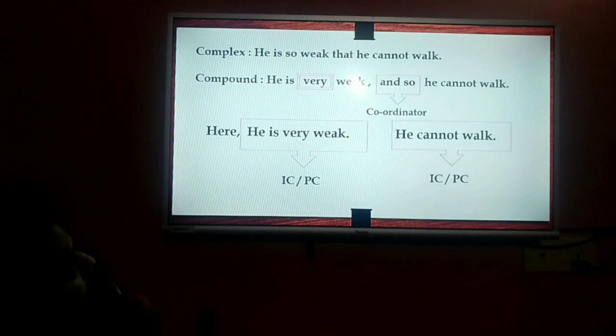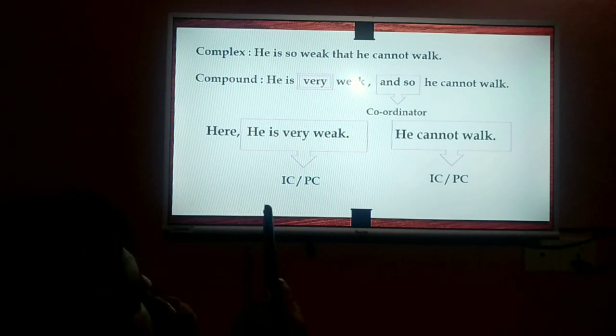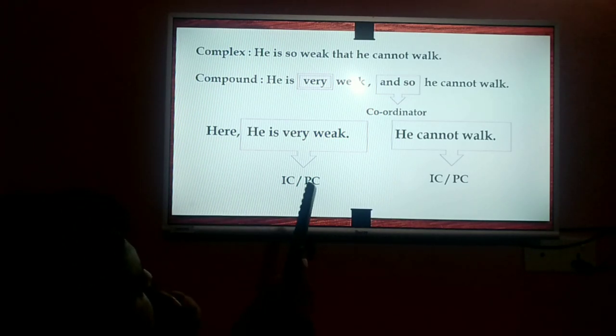Complex: He is so weak that he cannot walk.